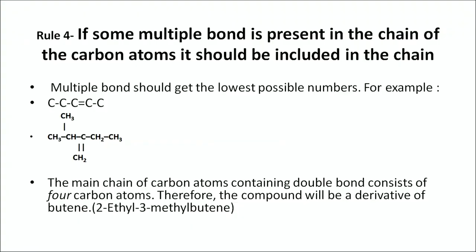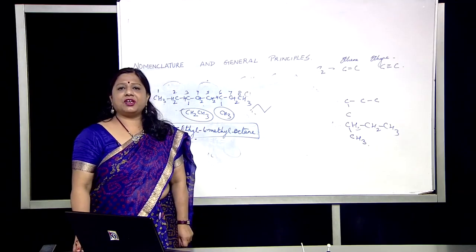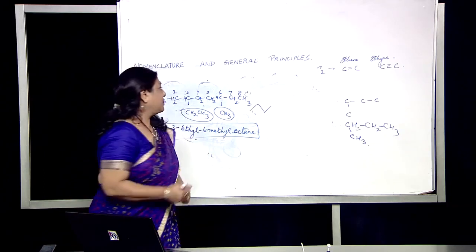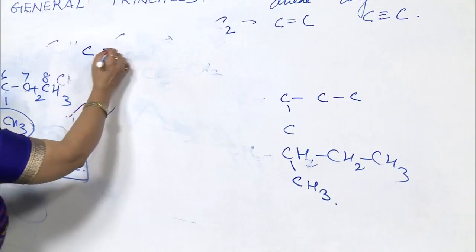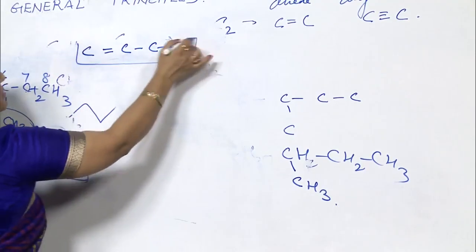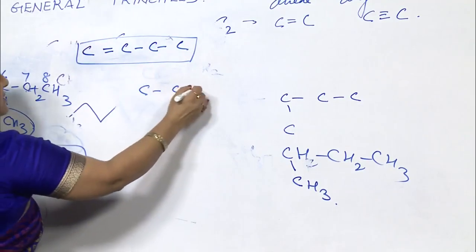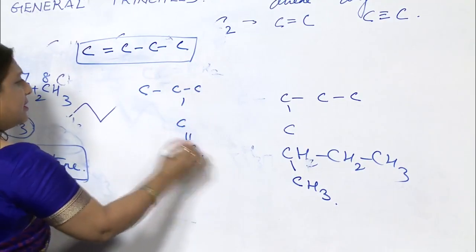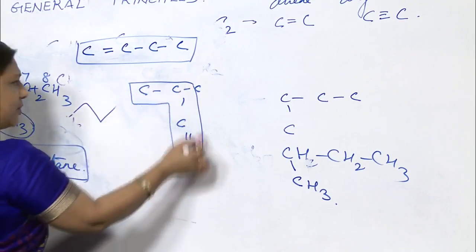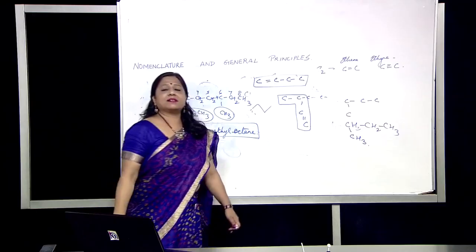Rule number 4 says, if some multiple bonds are present in a chain of carbon atoms, then they should be included in the chain. For example, you have C double bond C single bond C. So, there is no problem because it is a straight chain. But if the chain is like this, you need to select a chain which has a double bond, leaving the rest of the carbon atoms as a substituent or as branches.